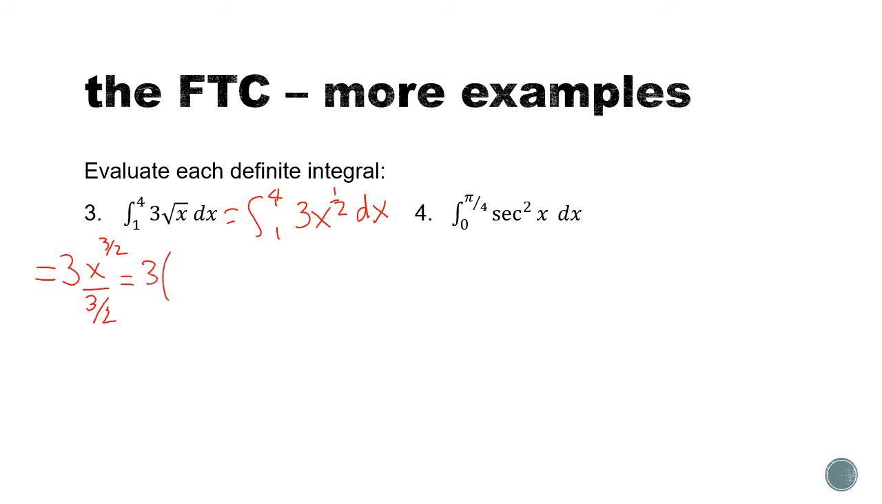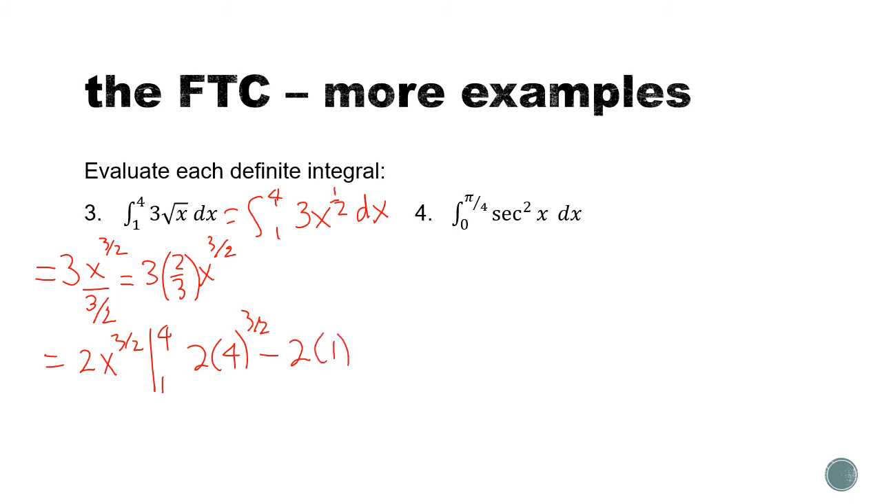Keep the 3, flip that to 2/3, x to the 3/2. But that's all there is to it. I'm going to go ahead and finish simplifying that one more time. It ends up being 2x to the 3/2. And now I can go from 1 to 4. And I chose this interval from 1 to 4 because it's going to work out nicely for that square root portion. So I'm going to put 4 in there, 2 times 4 to the 3/2 minus 2 times 1 to the 3/2.